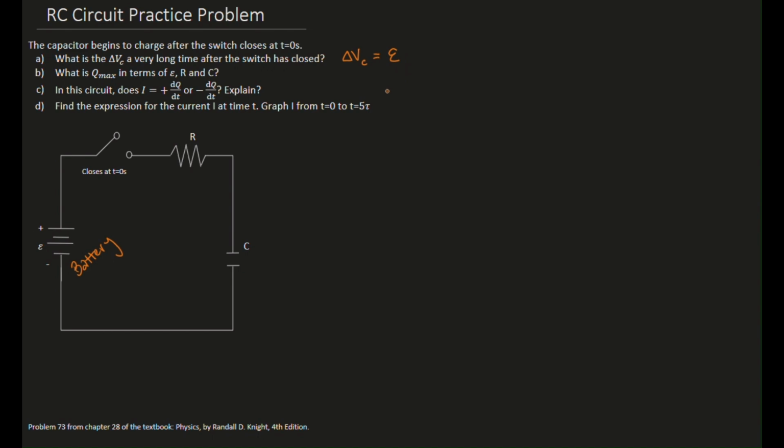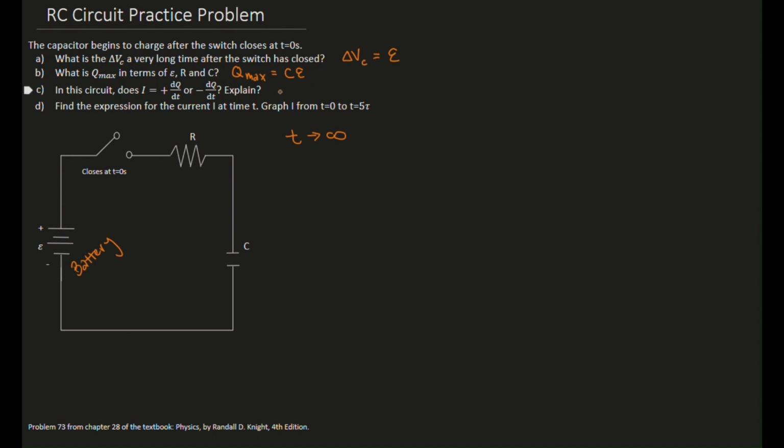We're also going to look at what is the maximum charge in terms of epsilon, R, and C. To determine this, we simply need to look at the equation for Q max after the circuit's been closed, after t approaches infinity. So all of this rests on the fact that a lot of time has passed. The maximum charge is equal to the capacitance times the voltage that was in the battery, so epsilon.